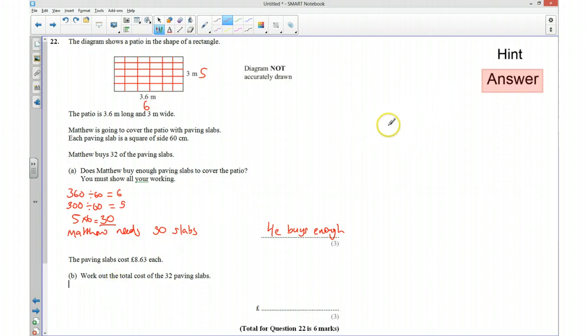I'm going to use the grid method, so I'm going to partition this into 30 and 2, and then £8.63 I'm going to write that as 863p, so 863. Okay, and try and be neat.